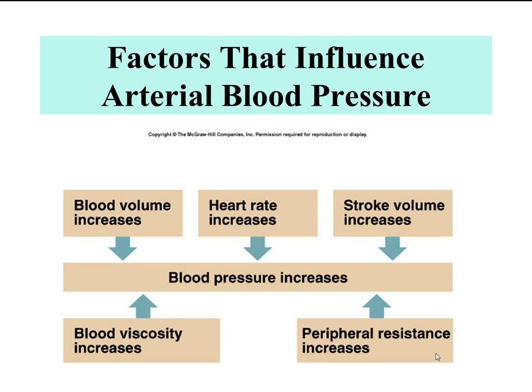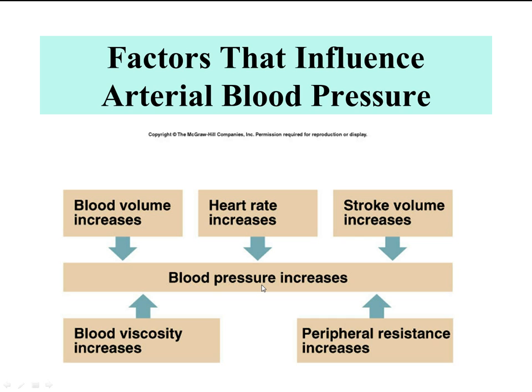Now, if you think about a bleed, if a person is hemorrhaging, they have blood loss. So what's going to happen? Well, you're going to have a decrease in the blood volume. Therefore, you're going to have a decrease in blood pressure. Well, that's away from homeostasis. That's away from the norm.